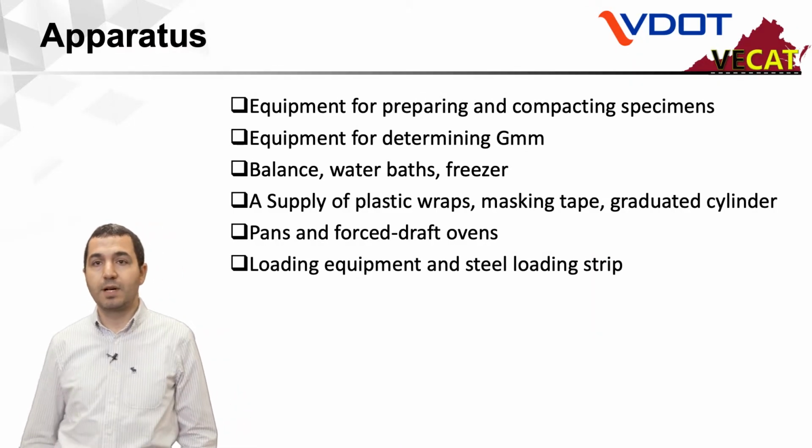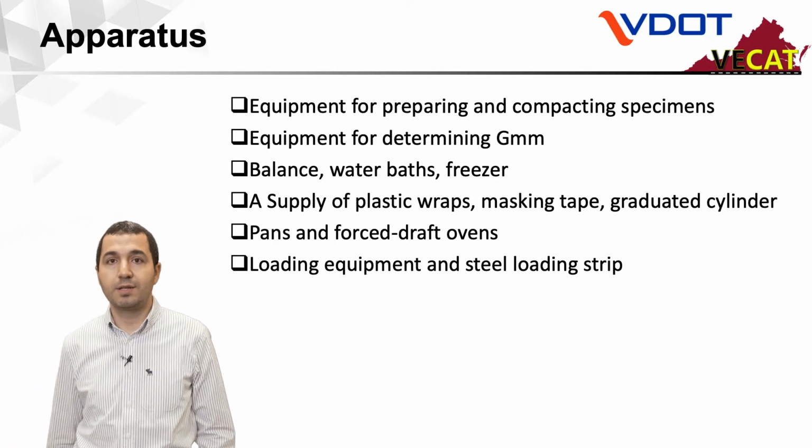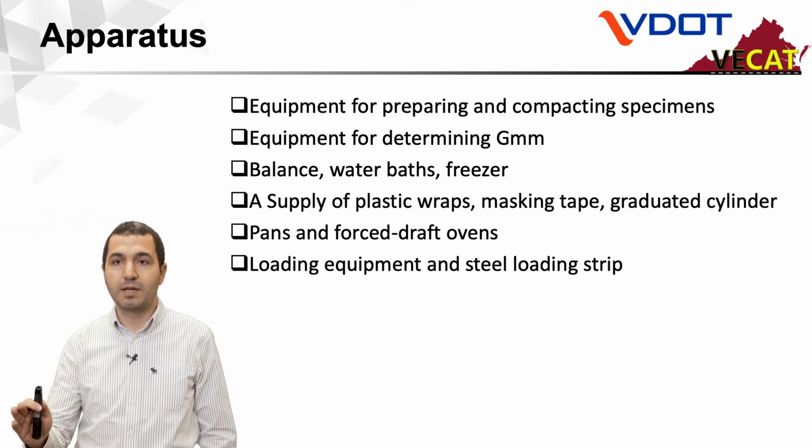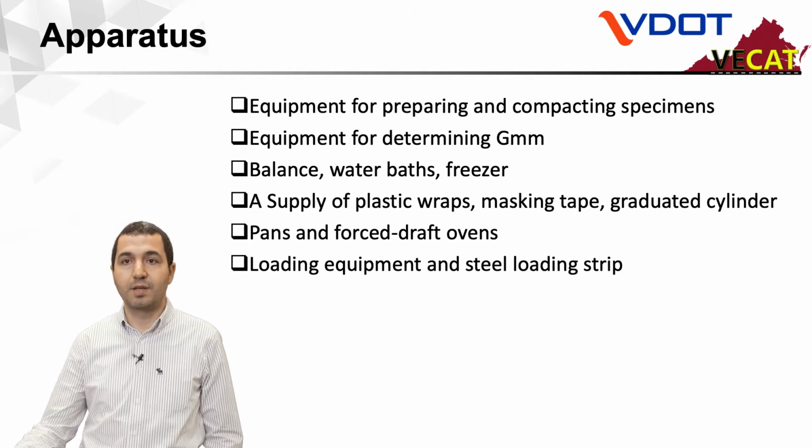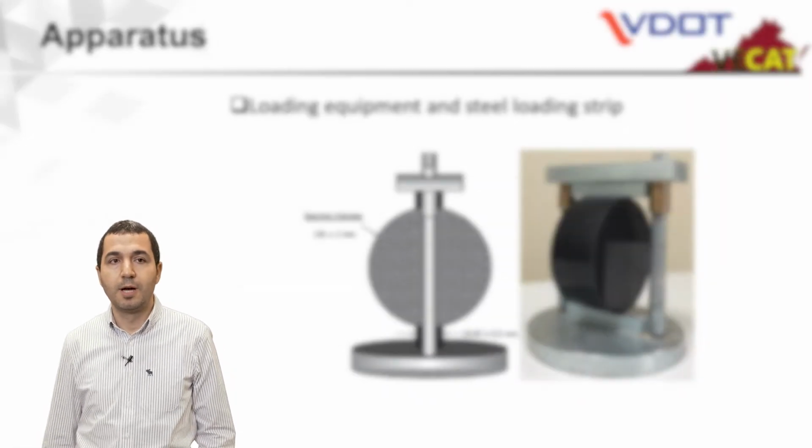Apparatus, there are a list of apparatus in the spec. Probably you would need more than these to perform this test, but those are main apparatus that every lab should have. And main thing in here, loading equipment and steel loading strip that is needed to actually perform the test. The rest is about specimen preparation.